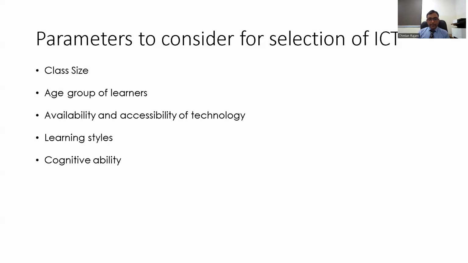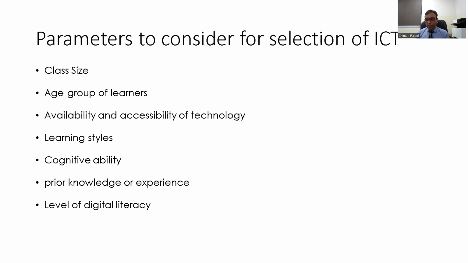Cognitive ability. Their ability to think and process information is also a very important criterion while selecting an ICT tool in teaching. Prior knowledge or experience. If there are novice users who do not have any experience of using technology in the teaching and learning process, they may not be able to jump directly to some of the advanced tools. So we have to start with some basic tools and then take them through some of the advanced tools of ICT in teaching and learning. So prior knowledge or experience is also one of the important parameters.